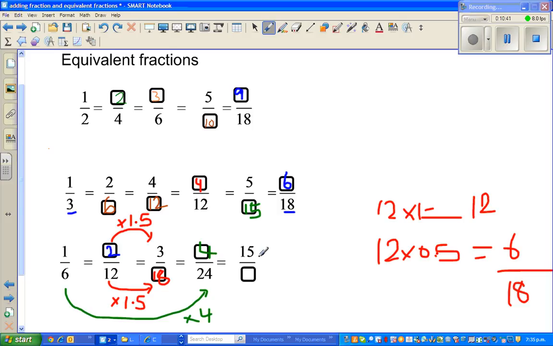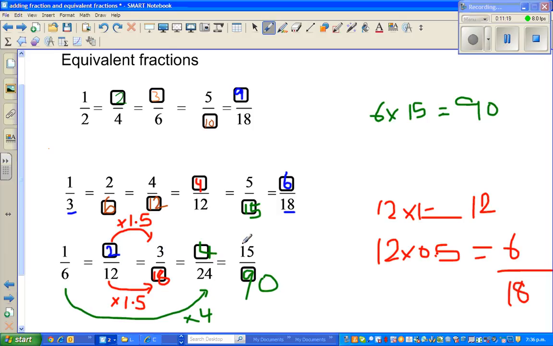Now this is equal to 15 over what? So you can go from here, 1 times 15 is 15. Okay, so 6 times 15, I don't know 6 times 15, so how can I do it? I go 6 times 10 is 60, and 6 times 5 is 30. So 60 plus 30 is 90. So 6 times 15 is 90. My writing is really poor. I'm very sorry about it.